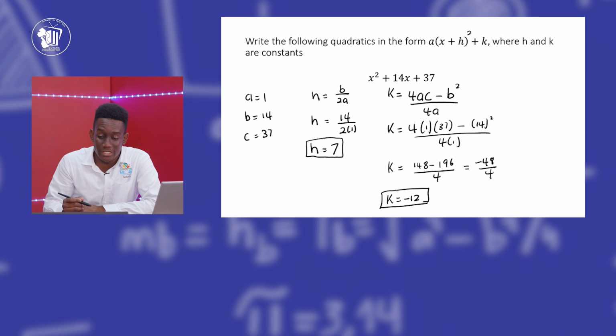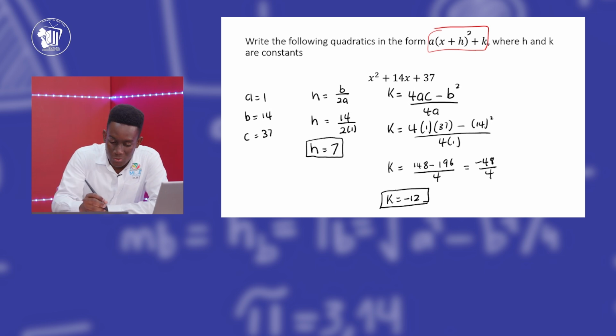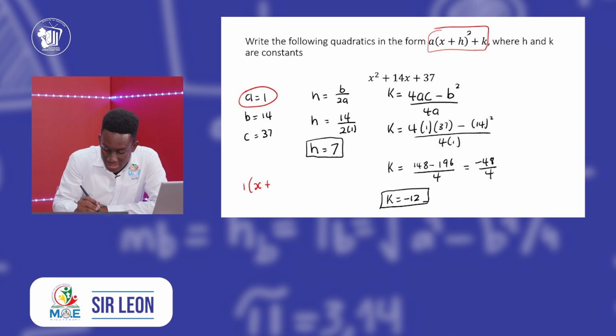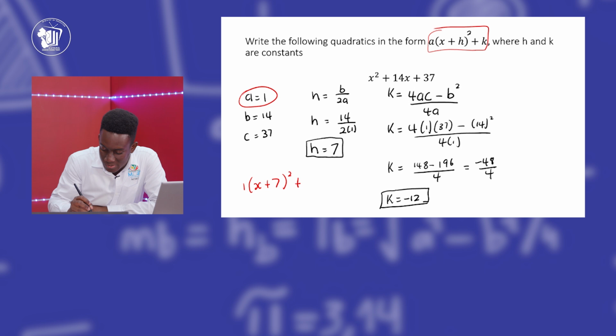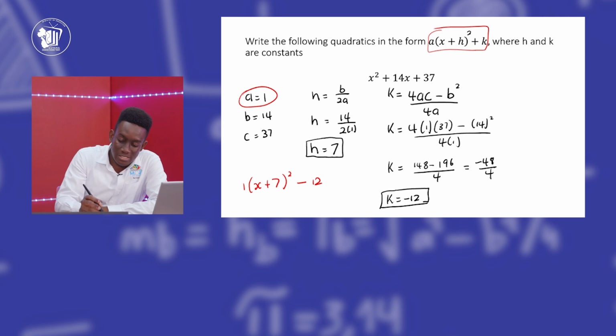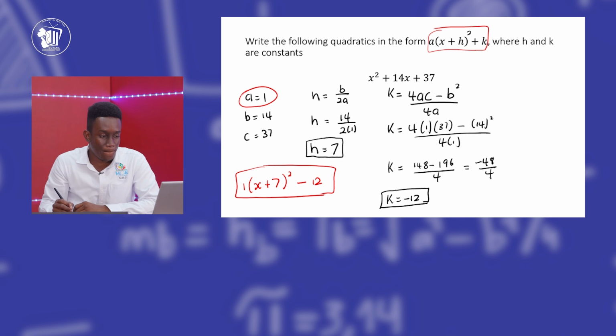So we have our value for h and we have our value for k. Now let's use these values and write it in the form that we wanted. So we found a to be 1. So we can write 1, open bracket, x will always be x, plus h, which is 7, squared, plus k, which is minus 12. So the positive and the minus will cancel out and give us a minus. So this would be the answer in that form after we found our values for h and k.